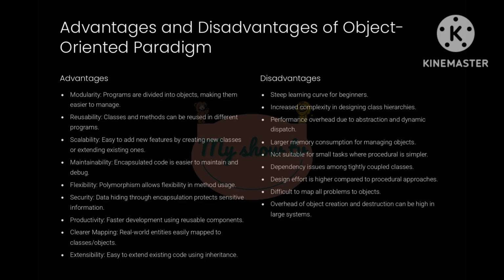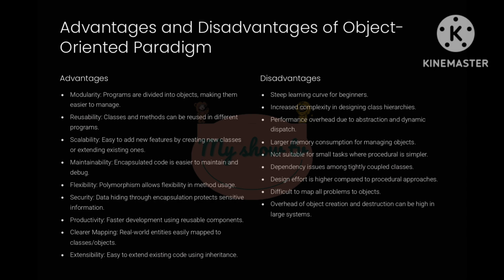Disadvantages. 1. Steep learning curve, difficult for beginners to grasp fully. 2. Complex design. Designing class hierarchies can become complicated. 3. Performance overhead. OOP features like abstraction and dynamic dispatch can slow performance. 4. High memory use. Managing objects requires more memory than procedural code.